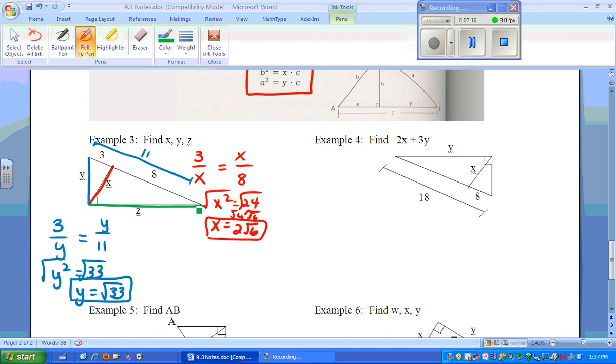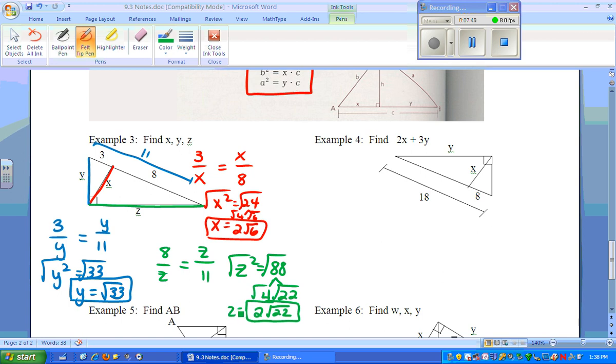And Z is the shared side between the medium and the large. So Z is the shared side, goes in spot 2 and 3. Medium side is 8, large side was 11. So Z squared is equal to 88. Unsquare the square. And this one actually breaks up into, if you do it right, 4 and 22. So we get 2 roots of 22 for Z.